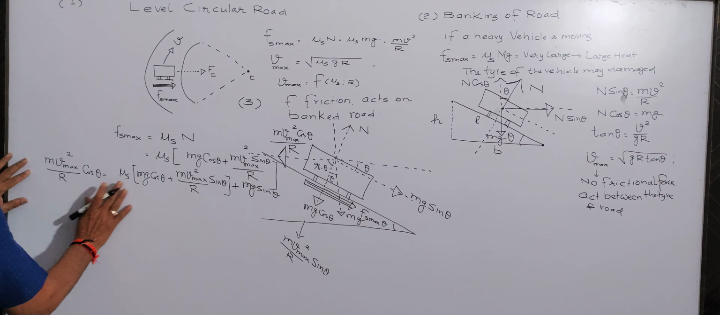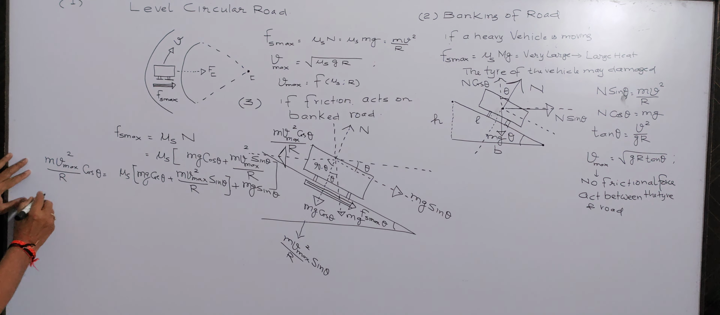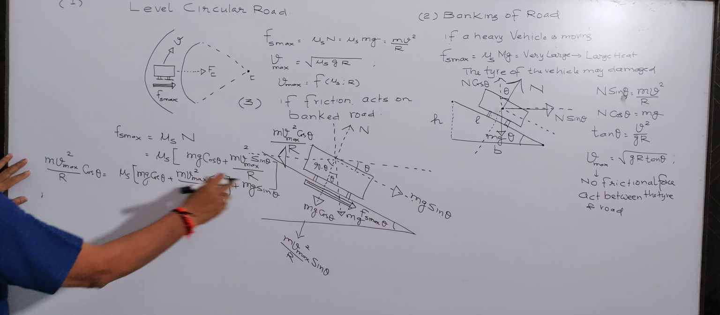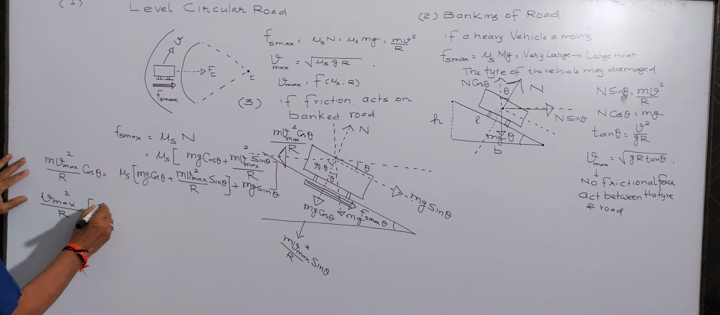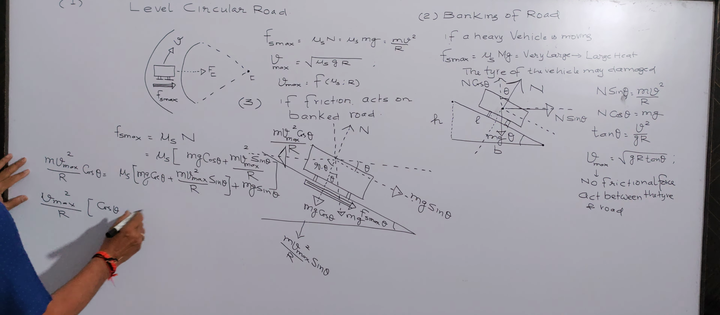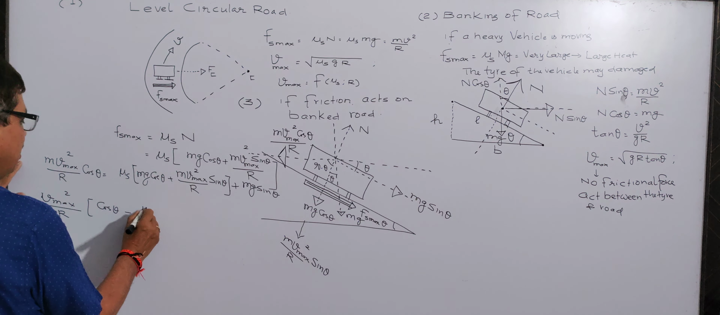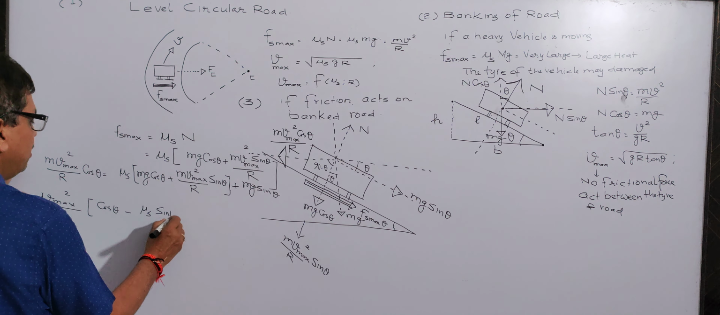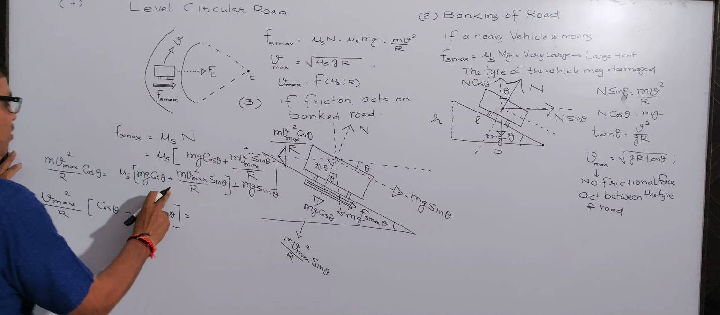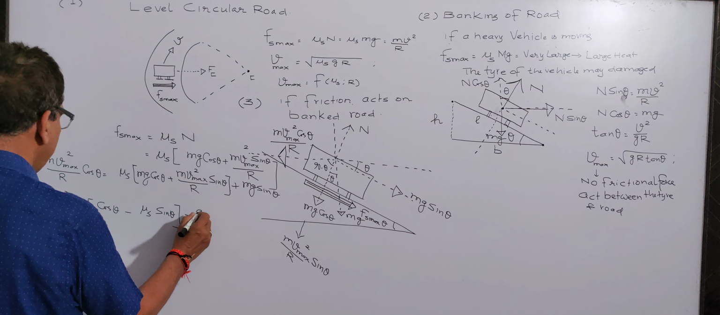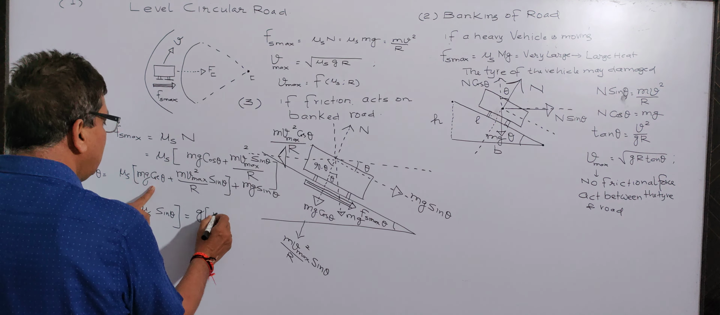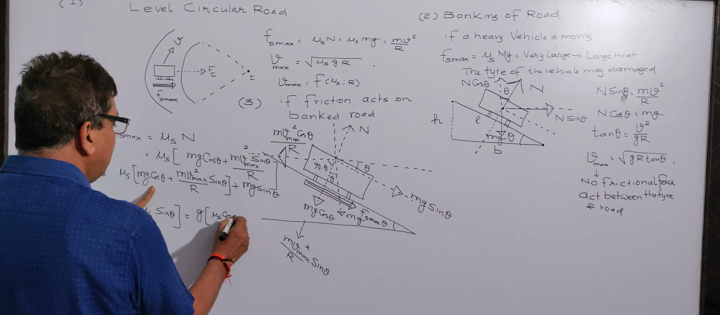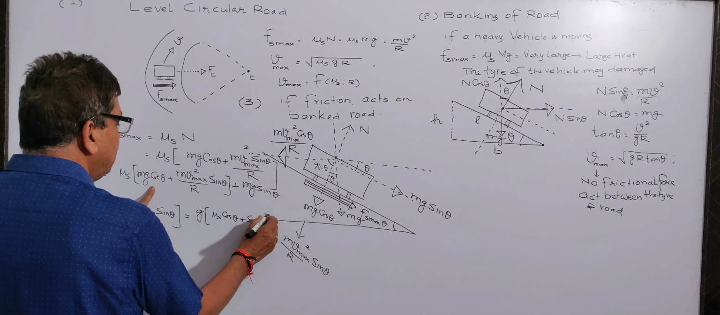Now I can take the mu s times m v max terms on this side, so all m gets cancelled, and I can write v max square by r, in bracket I can take cos theta minus mu s times sin theta, and on the right hand side I can take g common, and then I can write mu s cos theta plus sin theta, right.